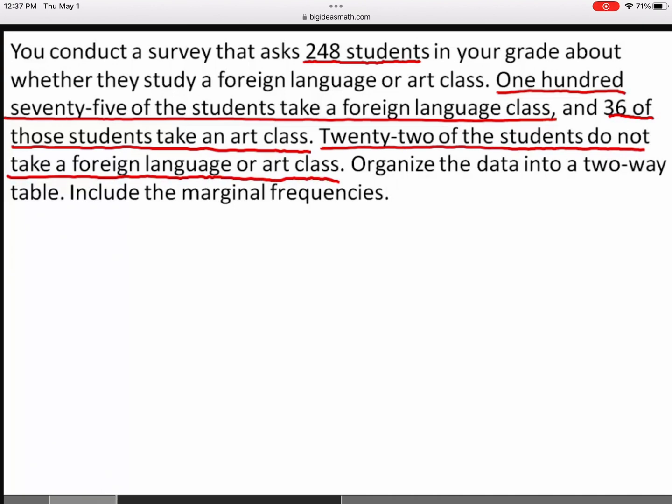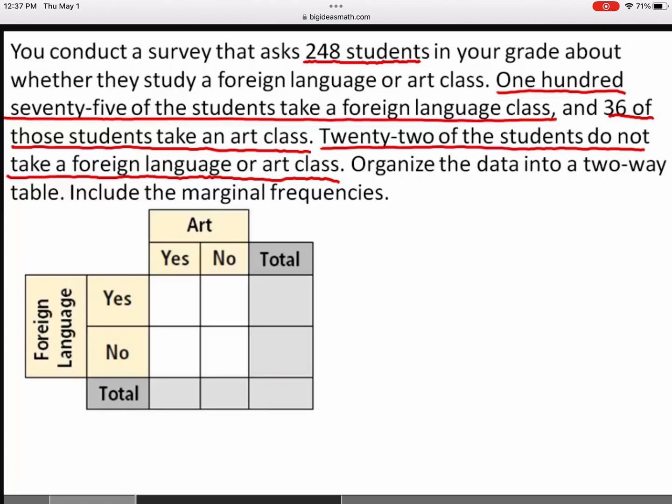Include the marginal frequencies. First, you must determine the two categories for the table. Here the two categories are foreign language and art. Now use the given joint and marginal frequencies to fill in parts of the table.